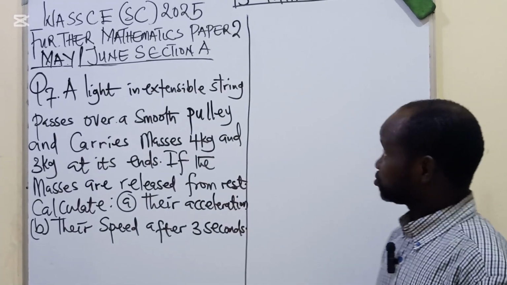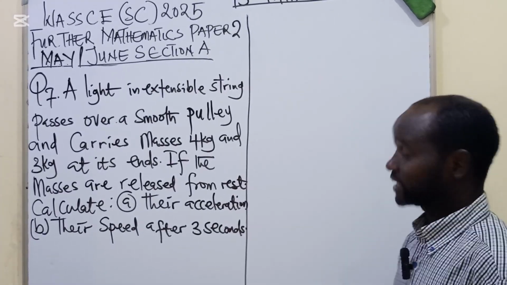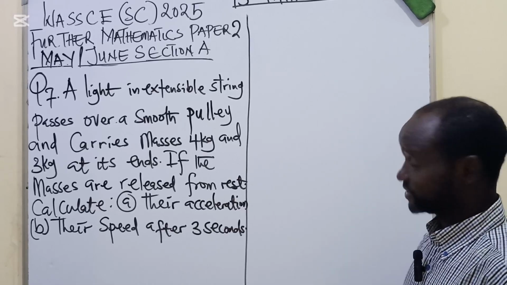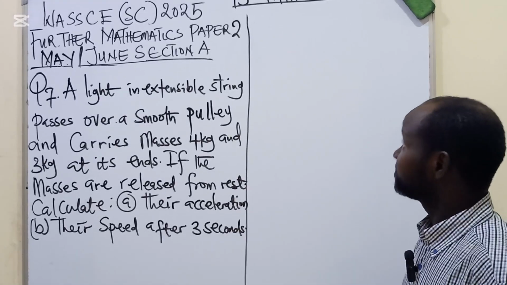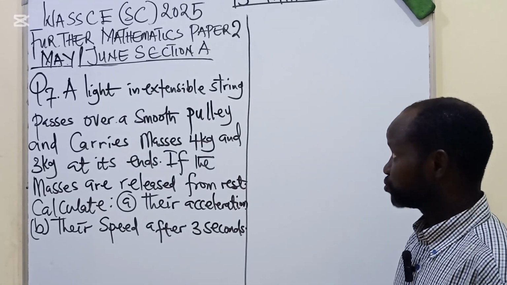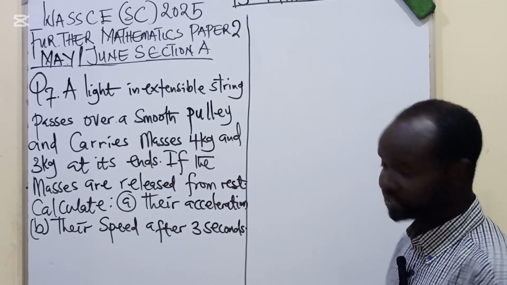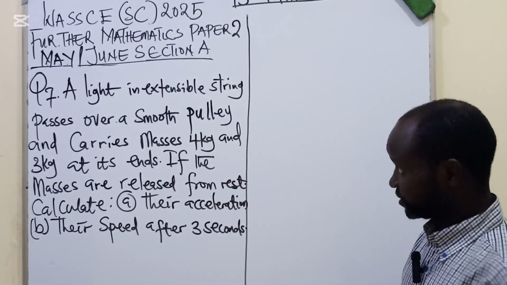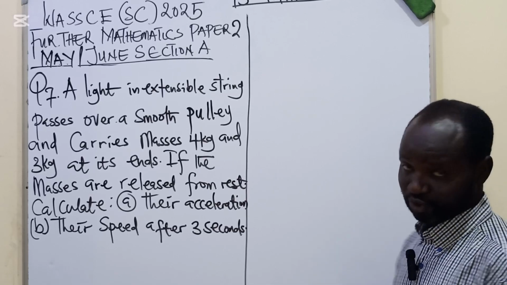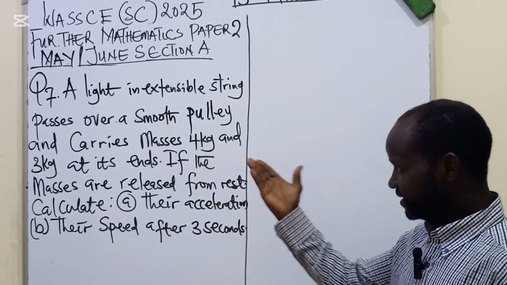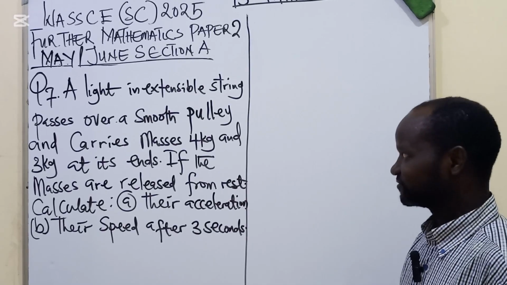Still on WAEC 2025 for school candidates. This is Further Mathematics, that is Elective Mathematics Paper 2, May/June, Section A from the compulsory part. With us here is question 7. In my previous video, I've solved questions 1 to 6. Let's consider this question 7.